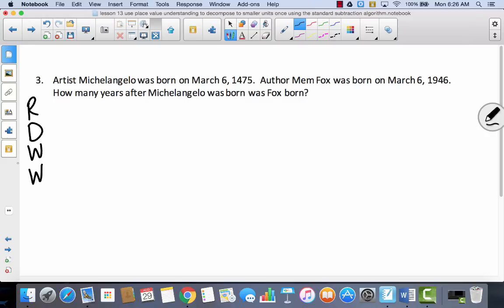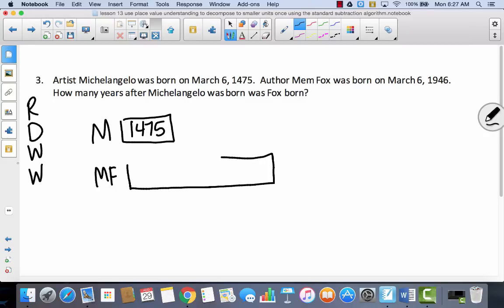Okay, so let's think about this for a minute. We have Michelangelo, and he was born in the year 1475. And then we have Mem Fox. I'm going to put an MF because M and M. And she was born in 1946.